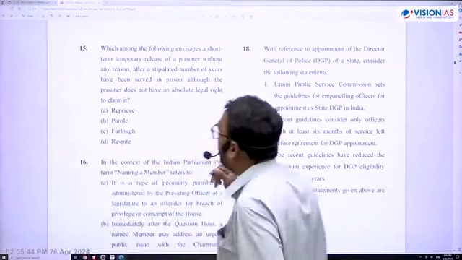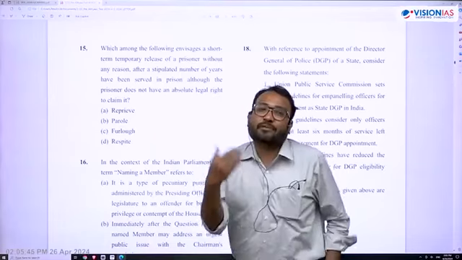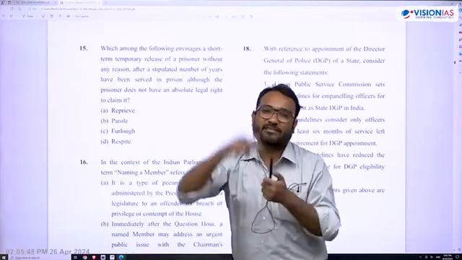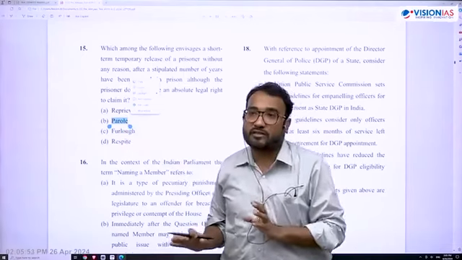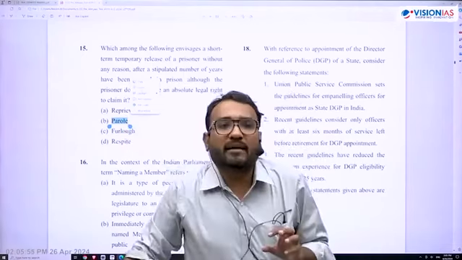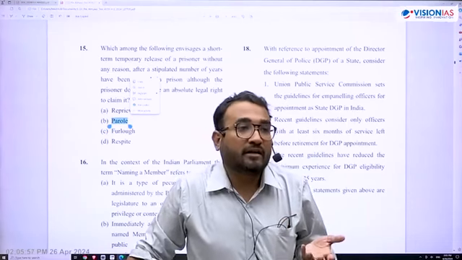So here there are 4 key terms. Reprieve, that is a temporary stay for you to file a petition, mercy and all. Parole is discretion. Furlough, the level of discretion is less. Parole, furlough, not necessarily a reason is given. Parole, it is given.